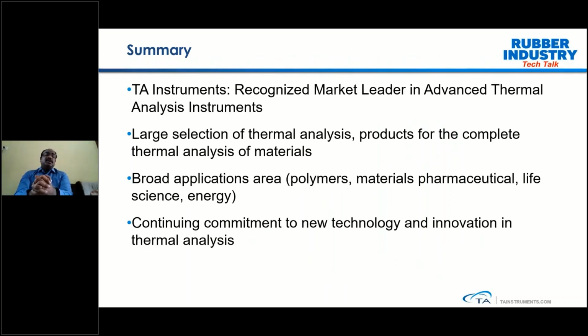As I highlighted, TA Instruments is today one of the recognized market leaders in advanced thermal analysis equipment. We have a large selection of thermal analysis products and techniques available for thorough material characterization, catering to broad application areas, whether it is polymer, pharmaceuticals, life science, or energy. We are offering a comprehensive solution for your thermal analysis problems. And we are also committed to innovating new technology. That's what we are talking about, some of the techniques like FDSC and all those techniques.